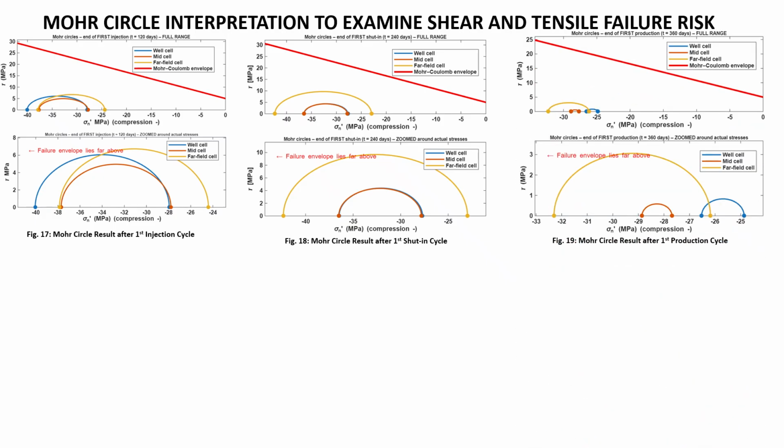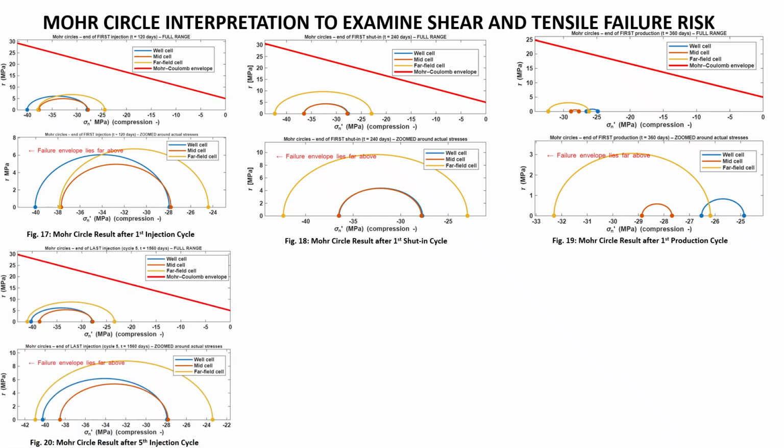Moving forward to the production stage in this first cycle, we see that during production we have a reduction in pore pressure, so effective stress is increased. In this case, the circles are shifting from right to left, which means we are going into a stronger compression area. It's consistent with the compaction which we saw earlier in the volumetric strain and displacement plots. Even with this increase in compression, all circles remain safely below the shear failure line.